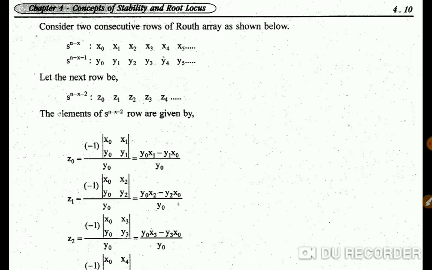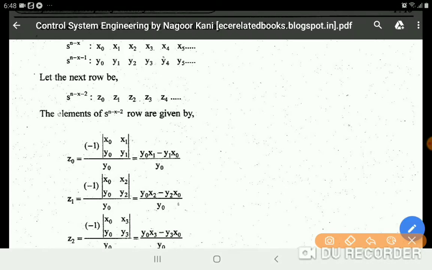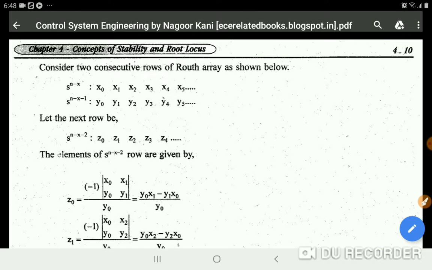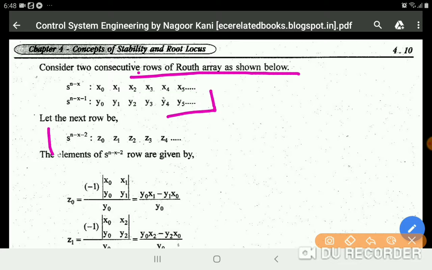Now I will explain to you how to consider two consecutive rows of a Routh array and find the elements of all the S coefficients. Now consider two consecutive Routh array rows like this. Now the next row: if it is in the first row, then it is in the second row. How to construct the next row? Fine.